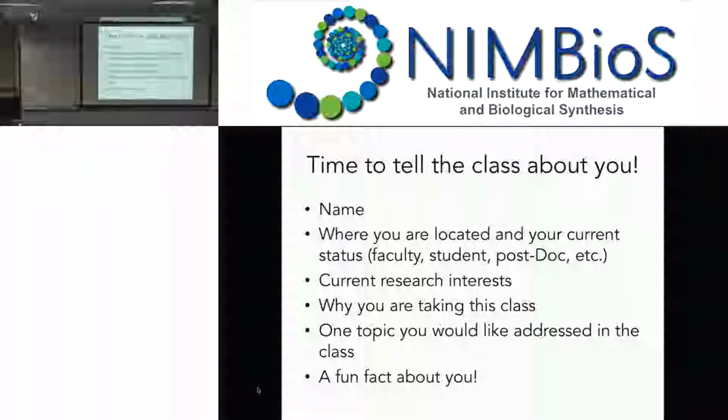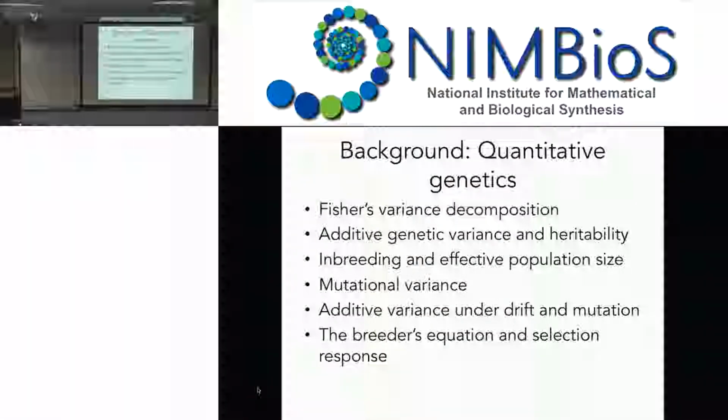So here we go. Here's what we're going to cover: Fisher's variance decomposition, this critical concept called additive genetic variation, and heritability. We'll talk about inbreeding and effective population size. We'll talk about mutation, which is how much new variation in a quantitative trait is introduced each generation. We'll talk about additive variance under a balance between drift and mutation. Then we'll finish by talking about the breeder's equation and selection response.